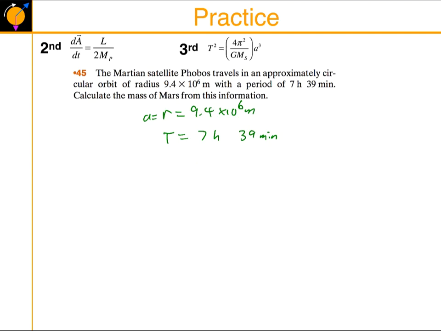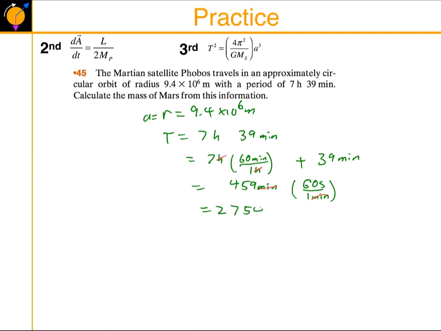But before we do that, let's quickly convert that time to seconds. So 7 hours, we convert that, 60 minutes in 1 hour plus 39 minutes. I want to convert this to minutes first. So that works out to 459 minutes when you add that. Notice that here the hours cancel out, we end up with 7 times 60 plus 39. Now I want to convert that to seconds. 60 seconds in 1 minute, and you'll see that the minutes go away. We get that the approximate period is 27,540 seconds.